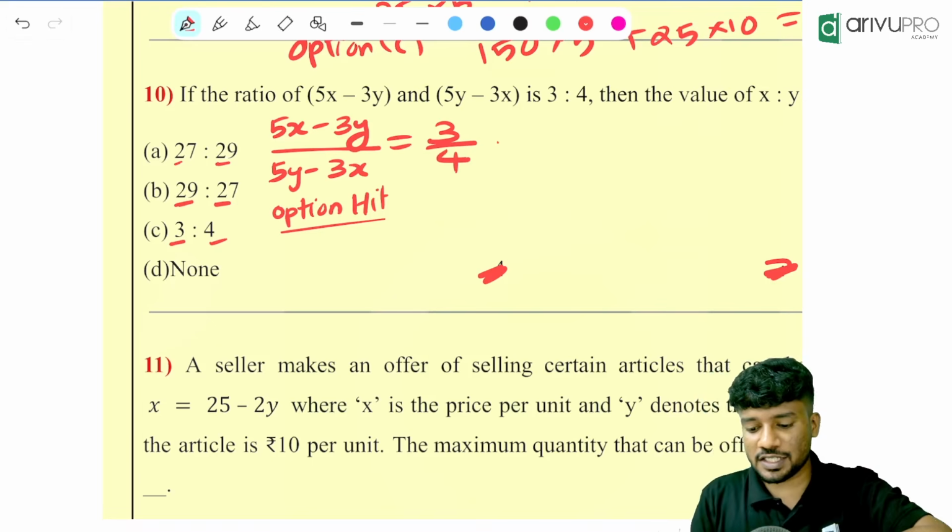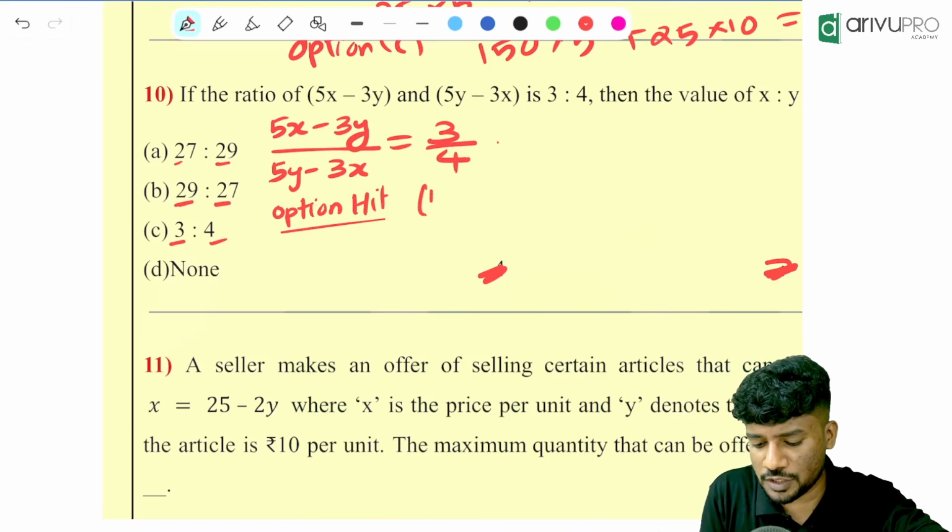So check LHS and RHS. Can anyone tell me RHS is how much? RHS is equal to 3 by 4. How much is 3 by 4?